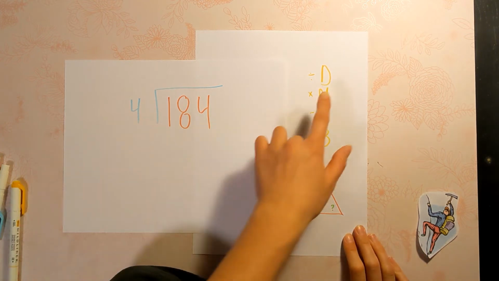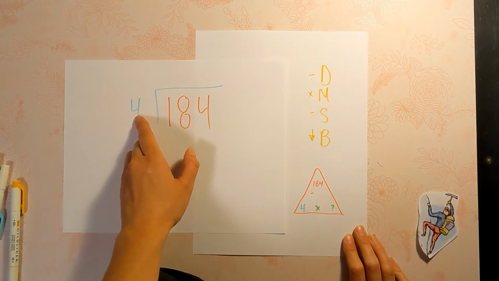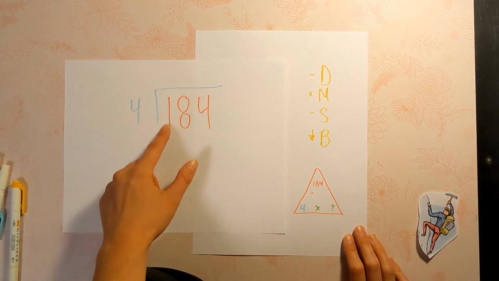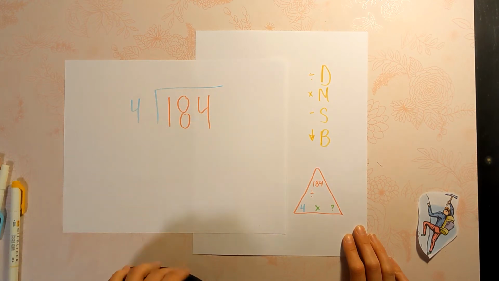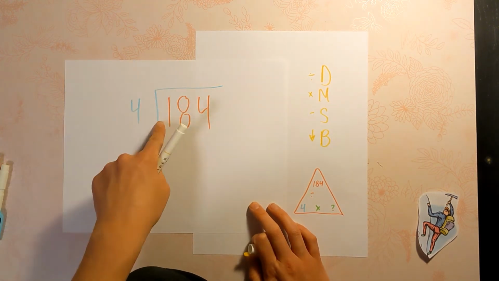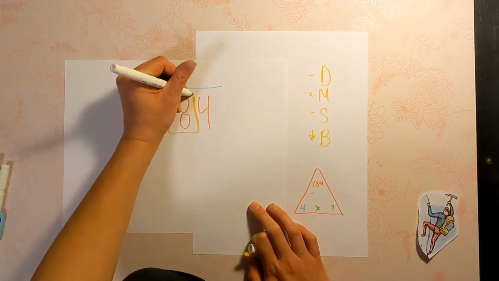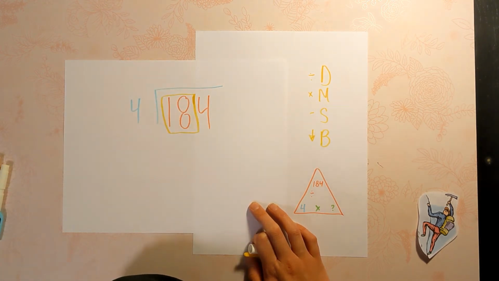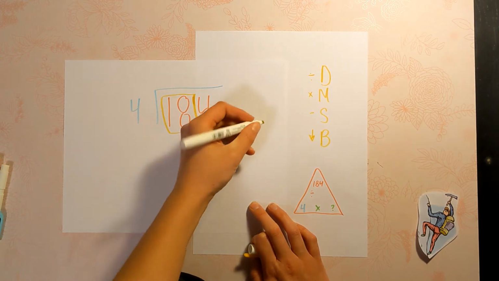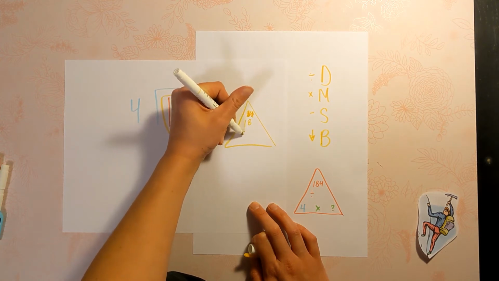Okay? So our first step is to divide. And normally we would start with this 1 right here, and we do 1 divided by 4. But we can't do that because 1 is smaller than 4. So in that case, just do 18. So if that first digit is smaller and you can't do it, just look at it like this, 18 divided by 4.